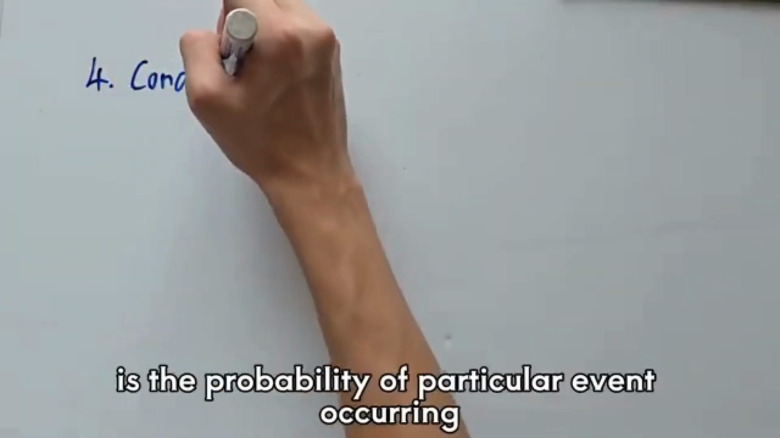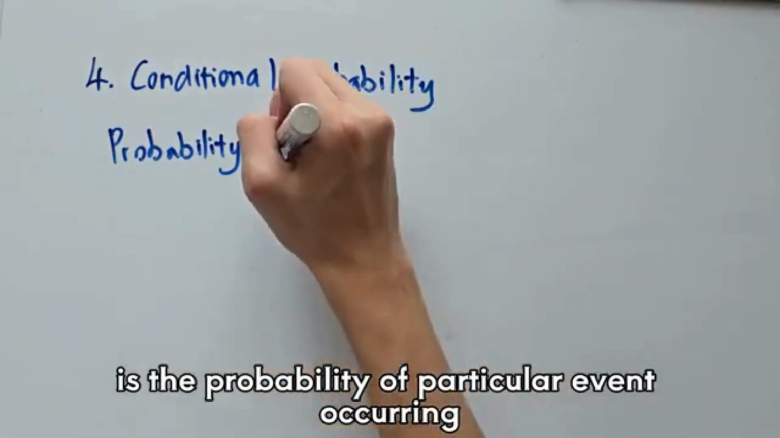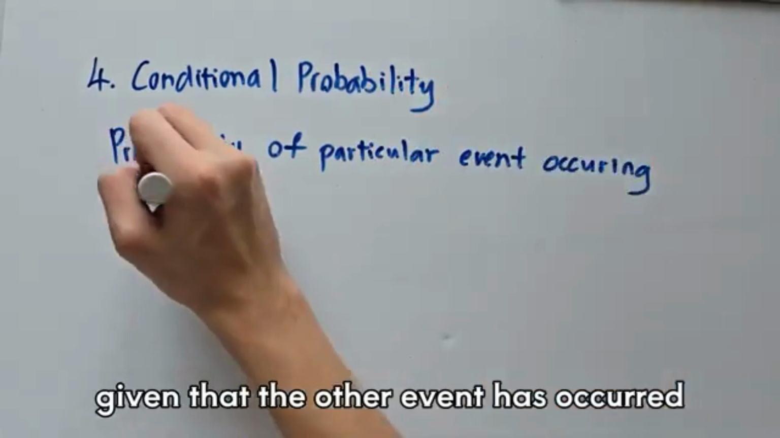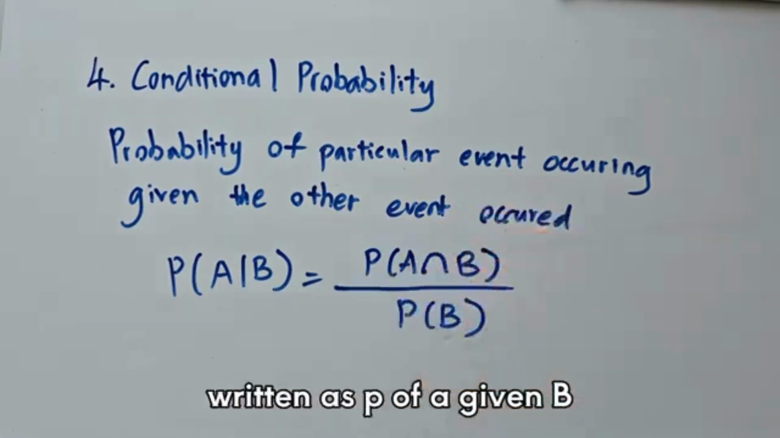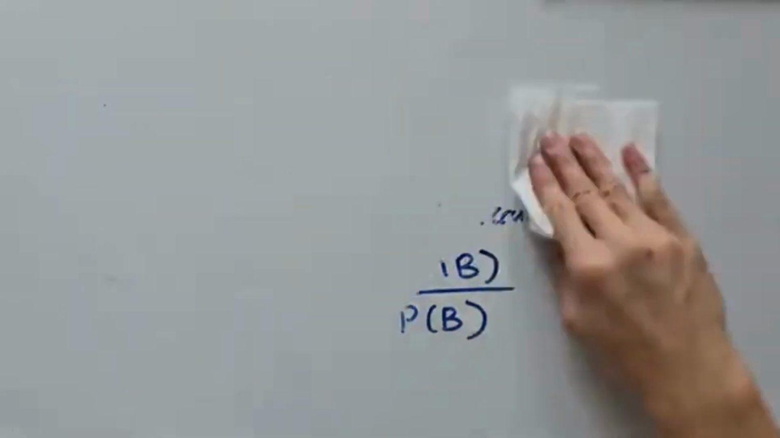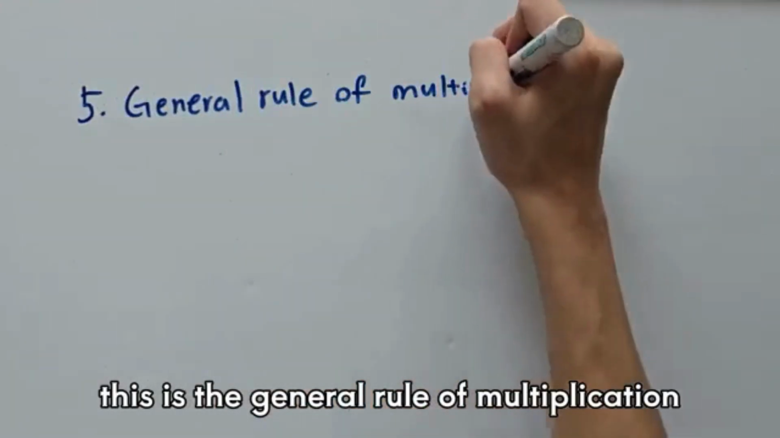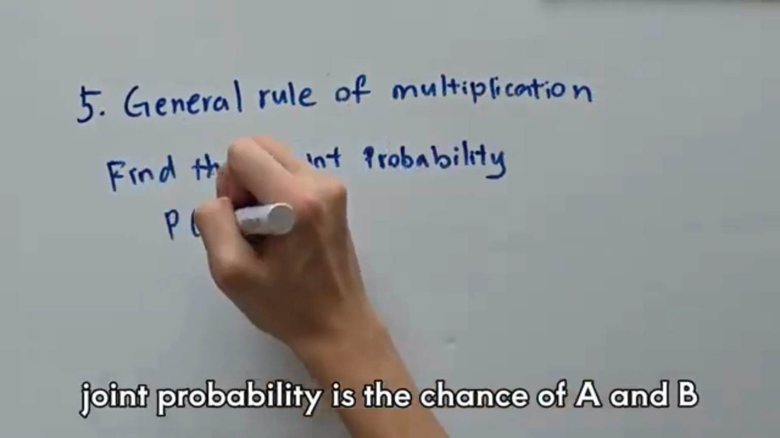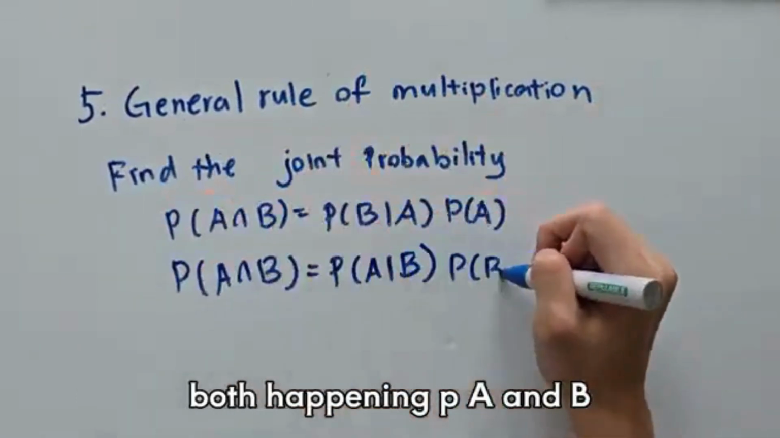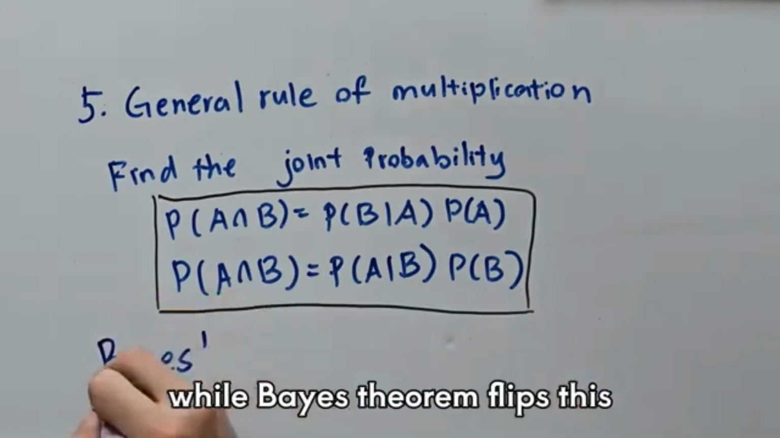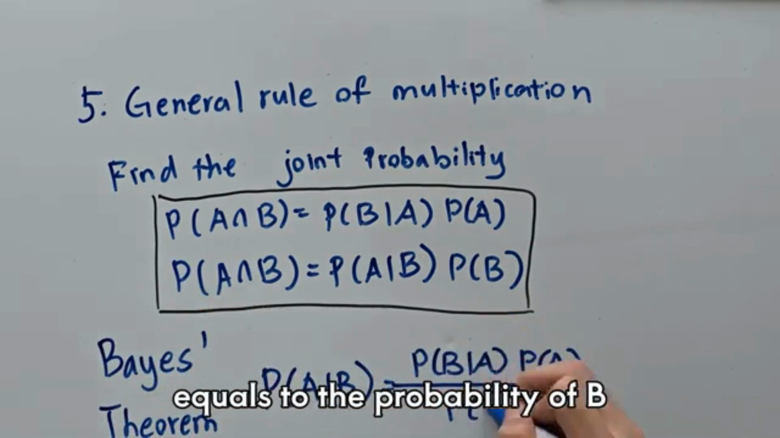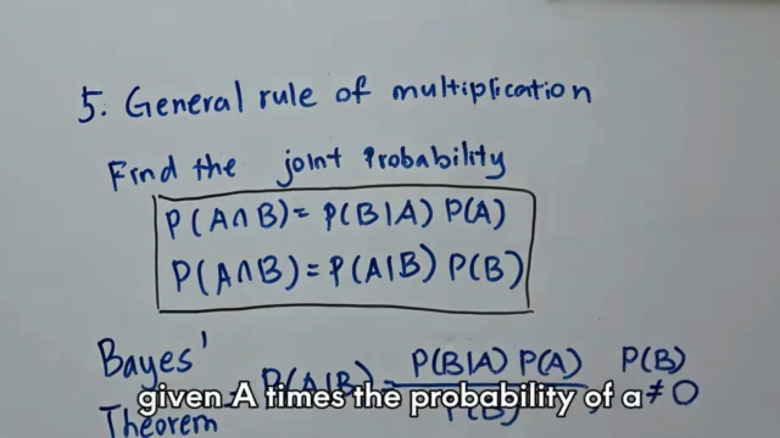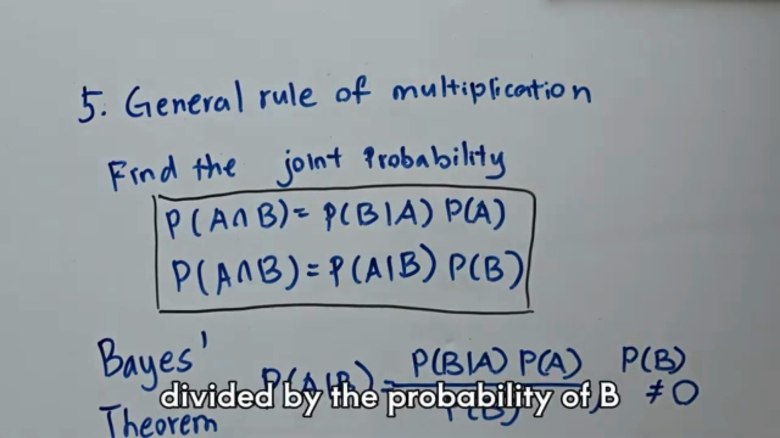Conditional probability is the probability of a particular event occurring given that the other event has occurred. It is P(A and B) divided by P(B), written as P(A given B). This is the general rule of multiplication. Joint probability is the chance of A and B both happening, P(A and B), while Bayes' theorem finds that the probability of A given B equals the probability of B given A times the probability of A, divided by the probability of B.